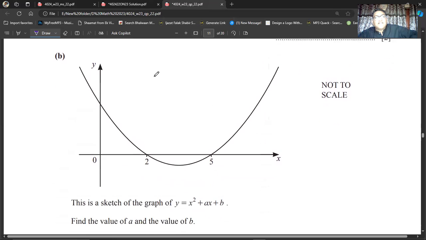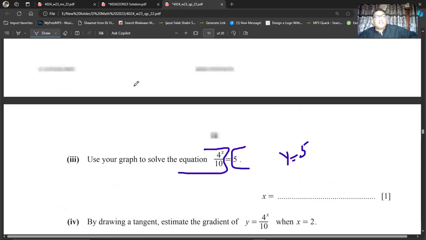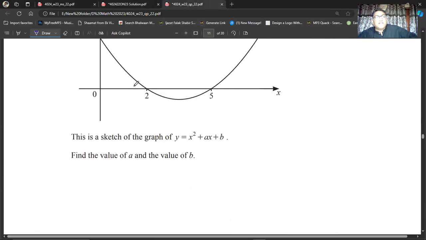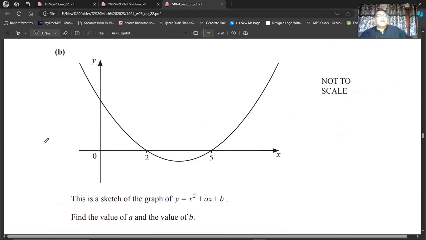Okay, so now we have this question. This is question number 6, and it's part B. It says this is a sketch of the graph of y is equal to x squared plus ax plus b. Find the value of a and the value of b. Here you have a parabola. This is the graph of a quadratic equation, and its x-intercepts are given here. One x-intercept is 2, the other x-intercept is 5.